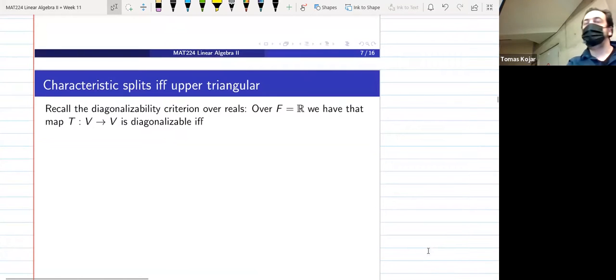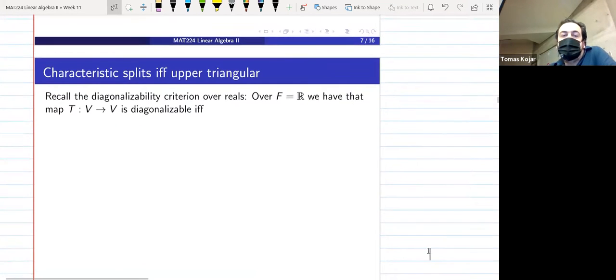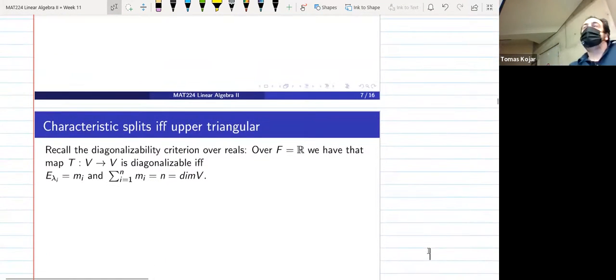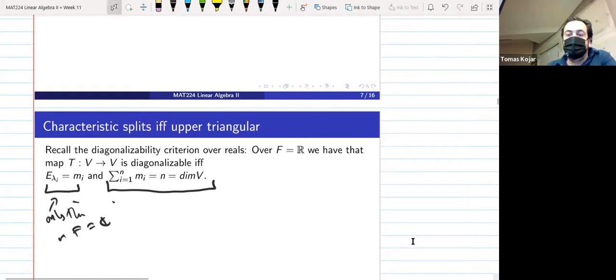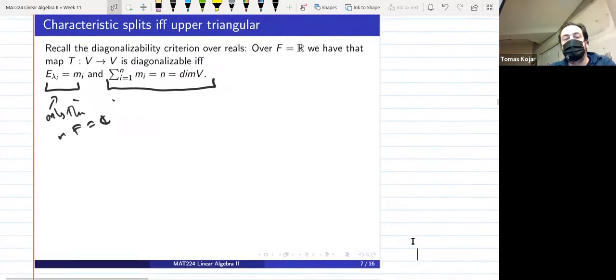Right. So again, let me remind you what we just talked about. In order to have diagonalizable over the reals, you need the second condition. Over complex, you only need this one, but here you need both. Only this when F equals C. Okay. So it turns out the same thing will work here.